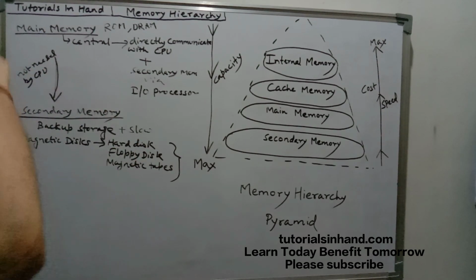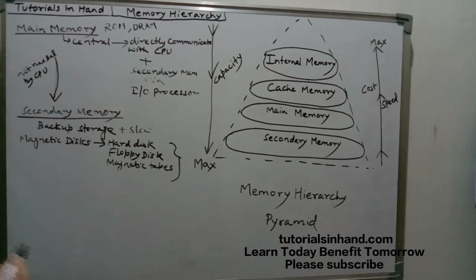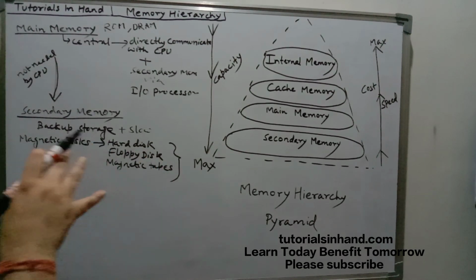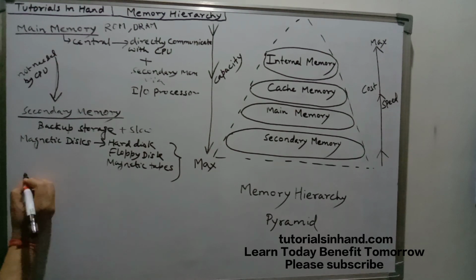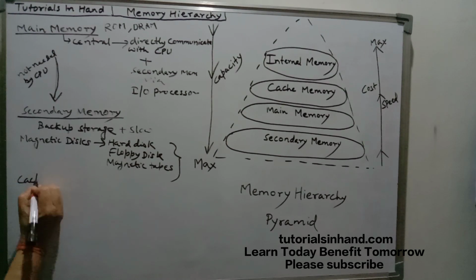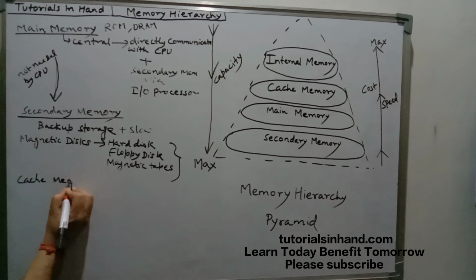If you want to know more about main memory and secondary memory or cache memory, internal memory, you should go to the respective video tutorial. Right, here we are just giving a gist of each and everything so that you can write about memory hierarchy whenever it is needed. And then we have a cache memory. Cache memory is what? Cache memory is a special type of memory.